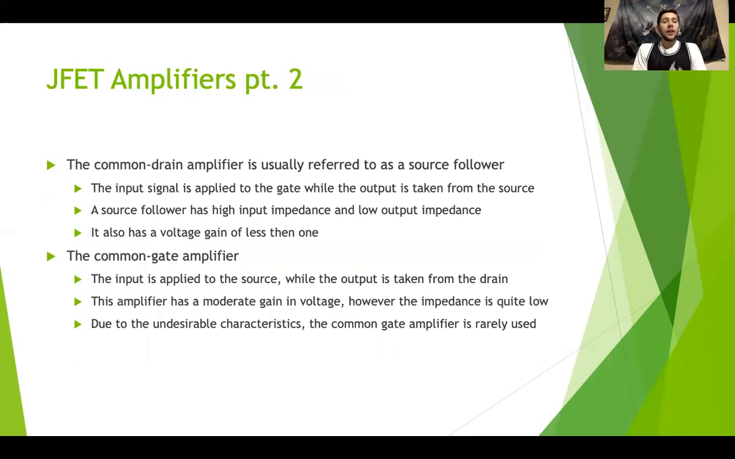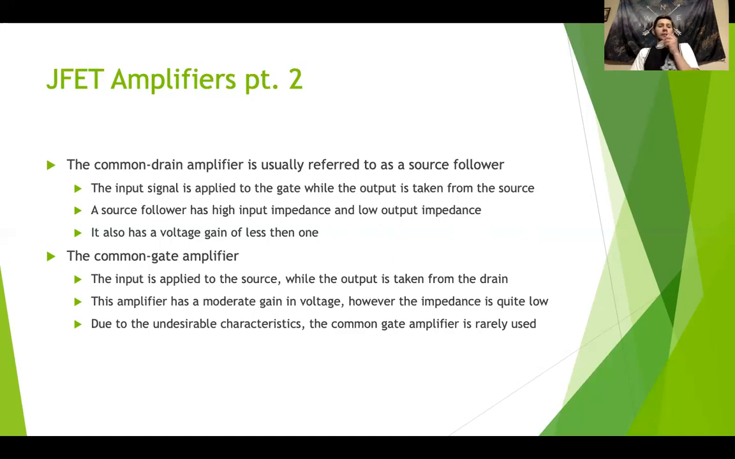Now, the common drain amplifier is usually referred to as a source follower. The input signal is applied to the gate while the output is taken from the source. A source follower has high input impedance and low output impedance. It also has a voltage gain of only 1, if not even less.